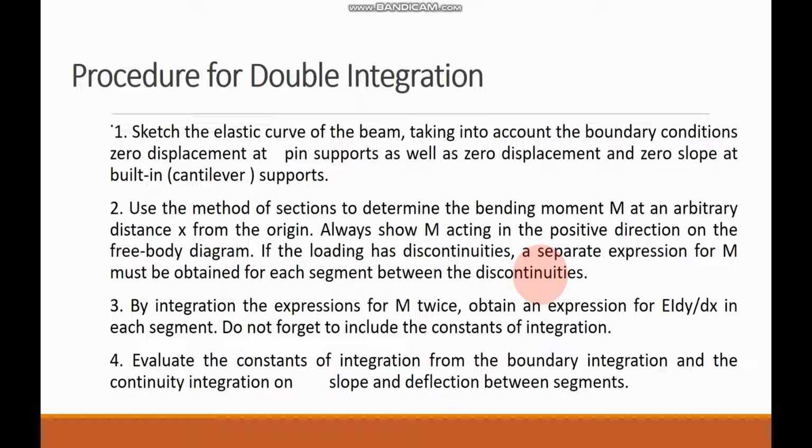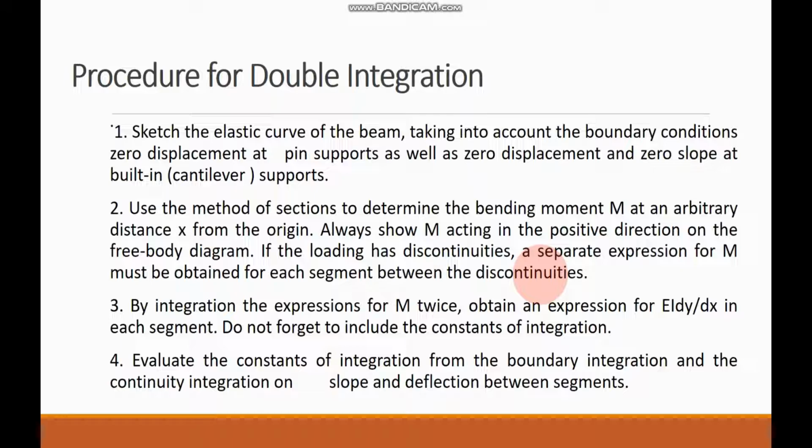So, on the last chapter that I have discussed, chapter 5, tinuro ko na sa inyo on how to sketch the elastic curve of the beam. So first is to draw, of course, the moment diagram, but it can now be made easier if you take into account these boundary conditions. So always consider this zero displacement at pin supports and zero displacement and zero slope at built-in supports.